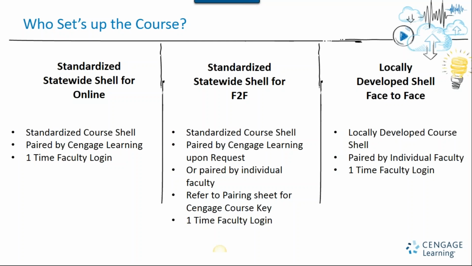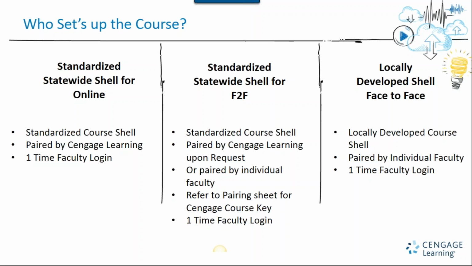Or something that was developed by your program chair or another faculty member at your particular campus. So if you're using a locally developed shell, that pairing process will occur by the individual faculty member yourself, and you will have to locate a course key, and I'll talk about where you would obtain the course key. We don't provide those keys for you at Cengage. You have to actually locate the course key within the original source course. And again, I'll be showing you that actual process.